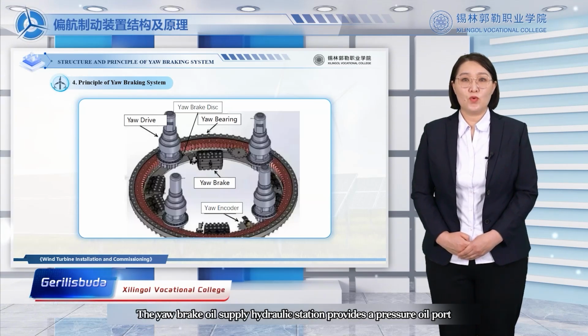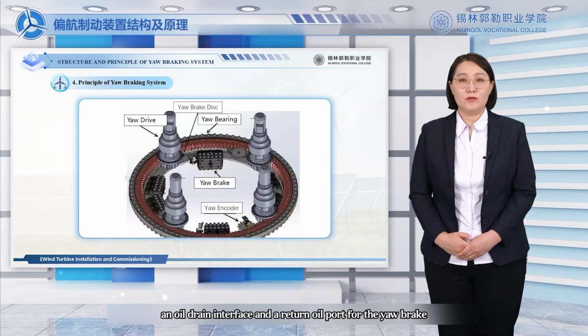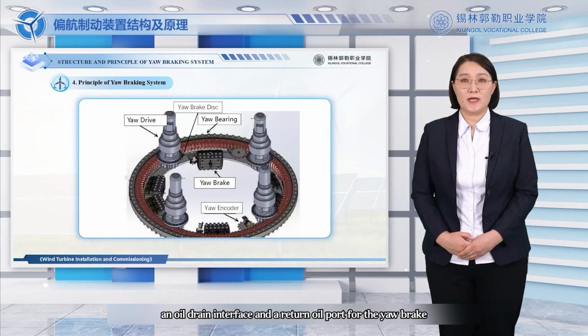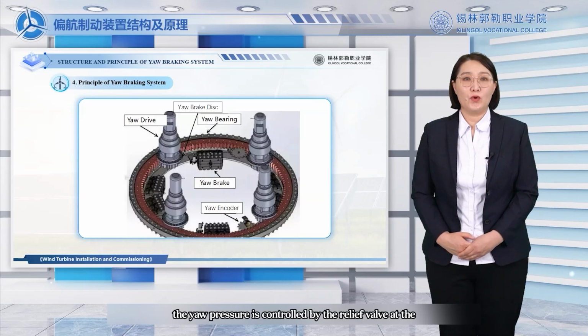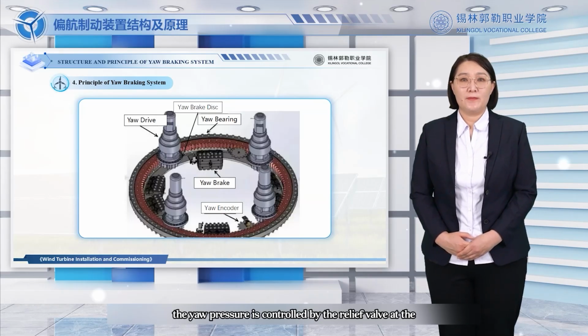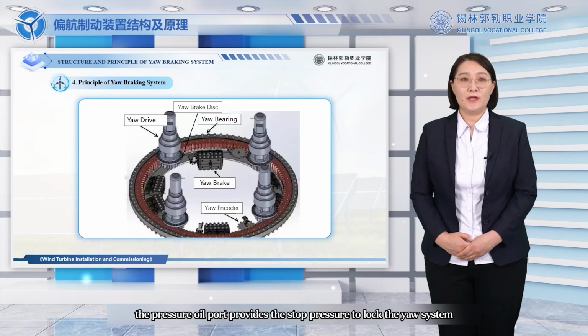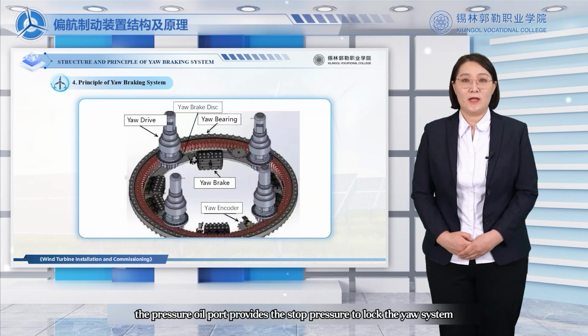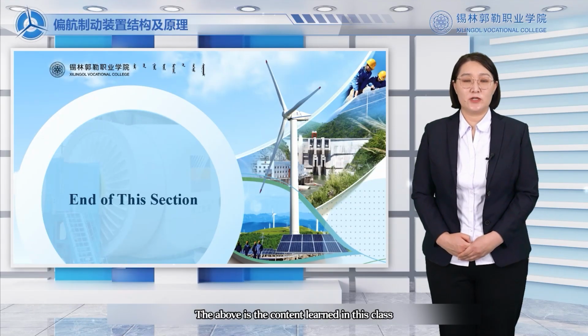The yaw brake oil supply hydraulic station provides a pressure oil port, an oil drain interface, and a return oil port for the yaw brake. When the wind turbine generator needs to yaw, the yaw pressure is controlled by the relief valve at the return oil port to achieve the braking force required for yaw. When the wind wheel is aligned with the wind direction, the pressure oil port provides the stop pressure to lock the yaw system. The above is the content learned in this class.